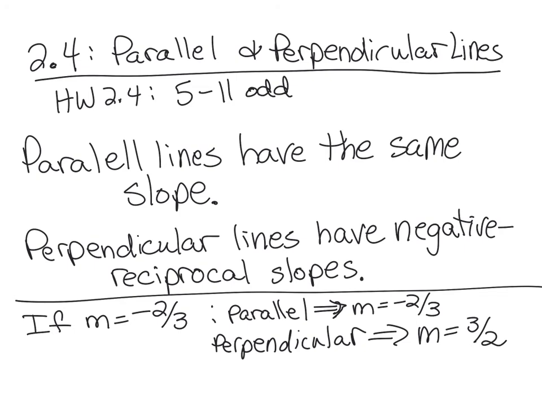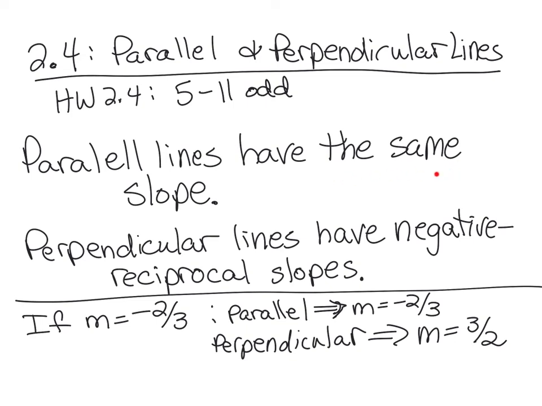2.4 is all about parallel and perpendicular lines. Your homework for 2.4 is 5 through 11 odd. That's only 4 problems. Pretty straightforward and simple. You will have to use all of your skills that you got from doing the homework for 2.3. So if you haven't done that yet, you need to go back and do it now. Okay? All right, parallel lines have the exact same slope, right?